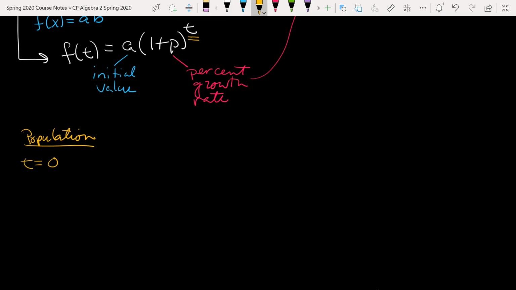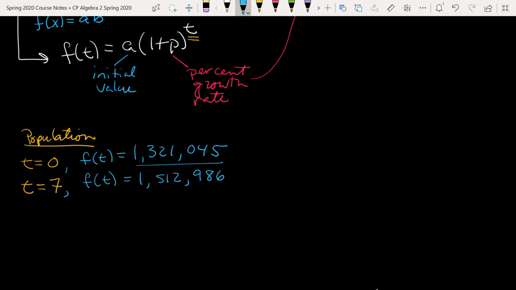At t equals 0, or when we start this observation of this particular population, f of t, which is just the population itself, is 1,321,045. Let's say this is the population of a city. When we started observing, we saw that this was the population of the city. 7 years later, at t equals 7, and let's say that t is in years, that population has grown to 1,512,986.